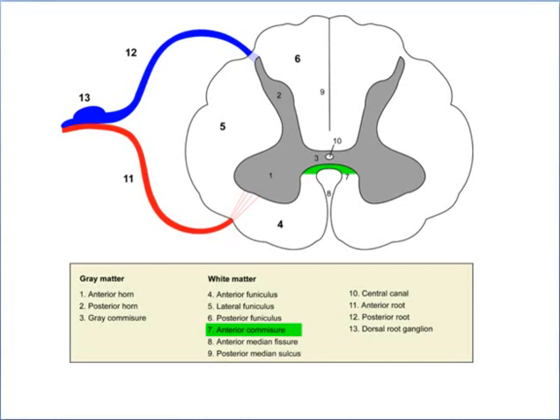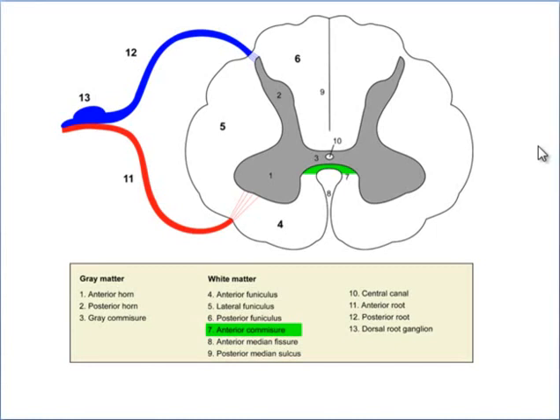Let's look at some other structures. We have the central, or gray commissure, which unites the two halves of the spinal cord, and the central canal right in the middle, which contains cerebrospinal fluid. We also have the anterior median fissure, this one right here, and the posterior median sulcus right here.